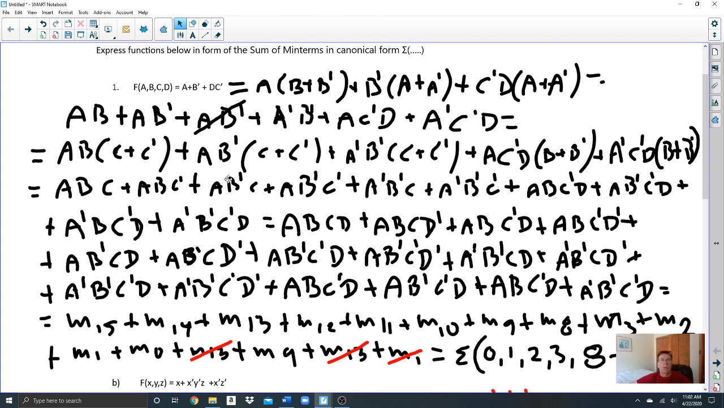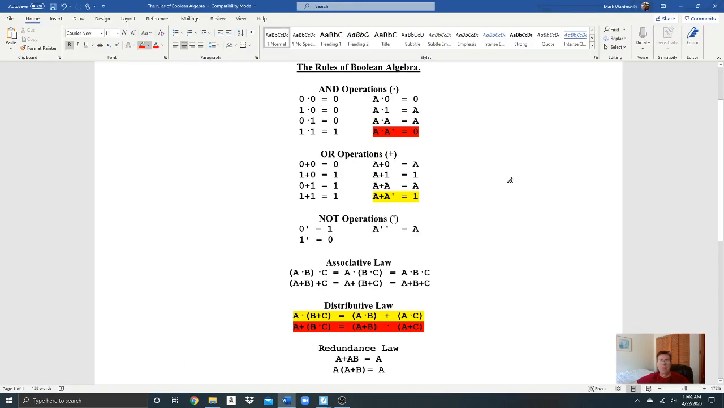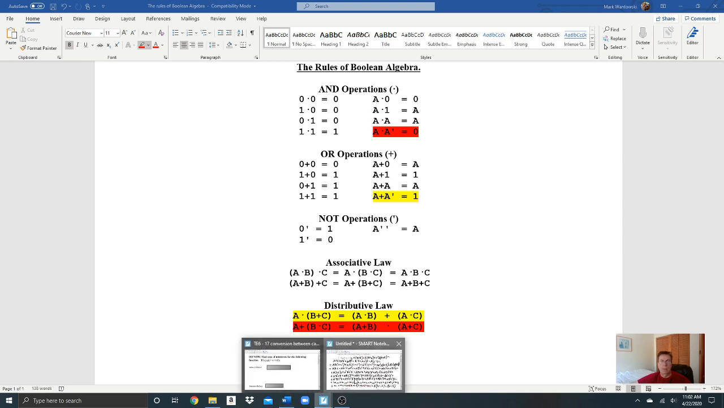You're only allowed to do minterm expansion. For minterm expansion, in order to do it, you have to know the following. We're going to use the yellow highlighted laws. A plus a prime is equal to 1. And the first distributive law: a plus b times c is distributed as a times b plus a times c. Okay, let's look at what we have here.